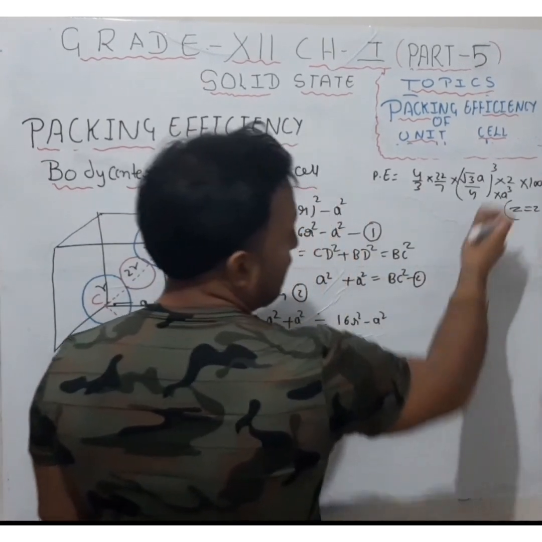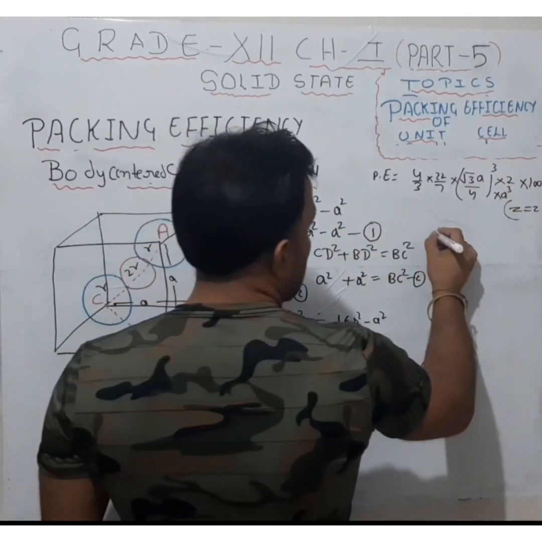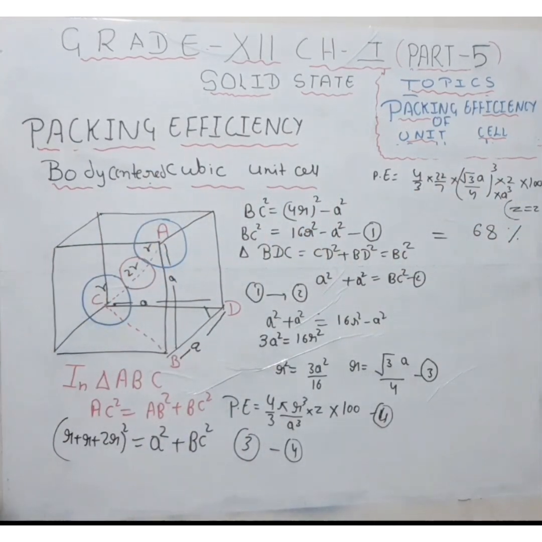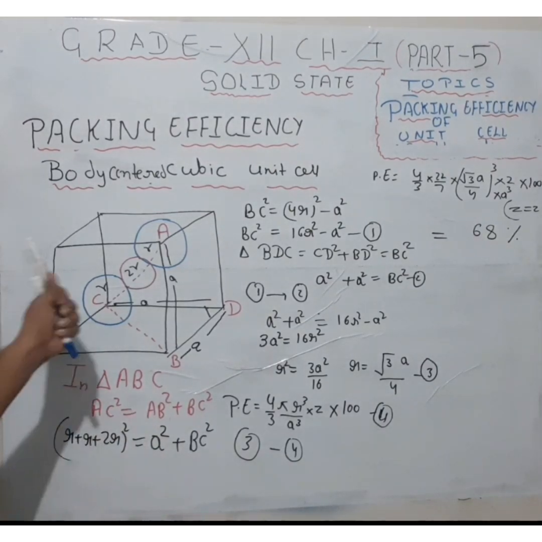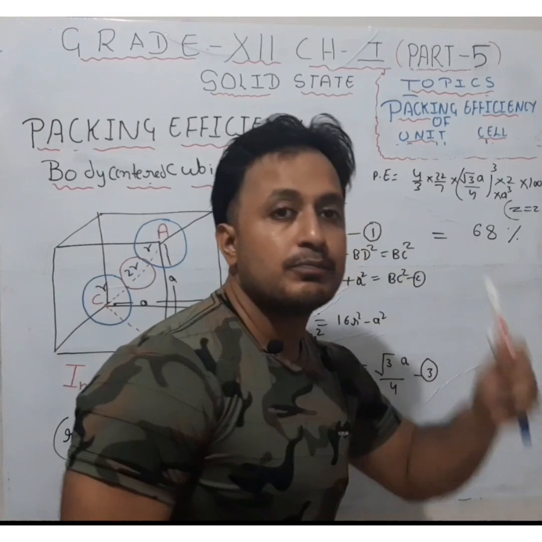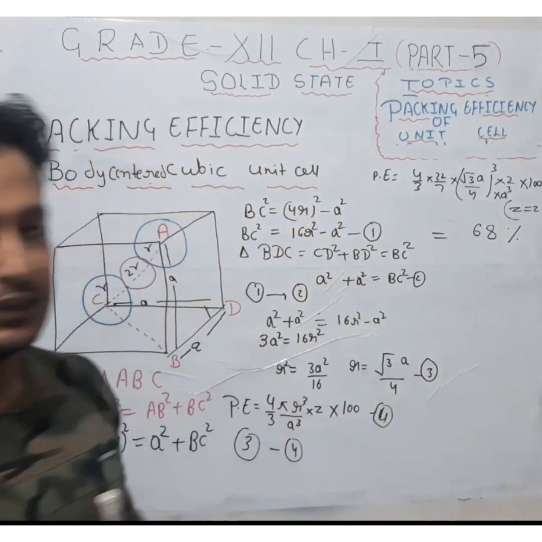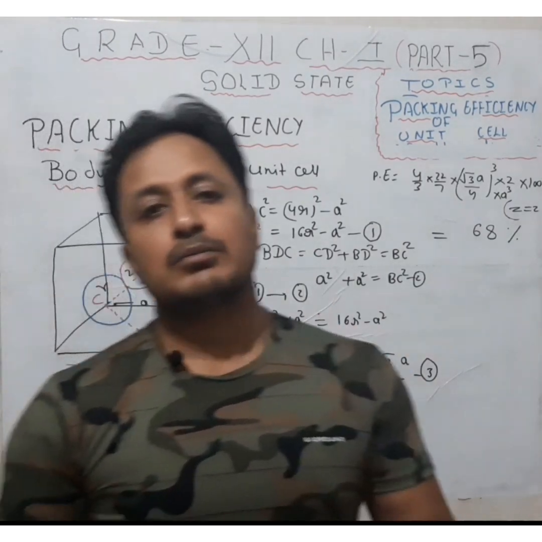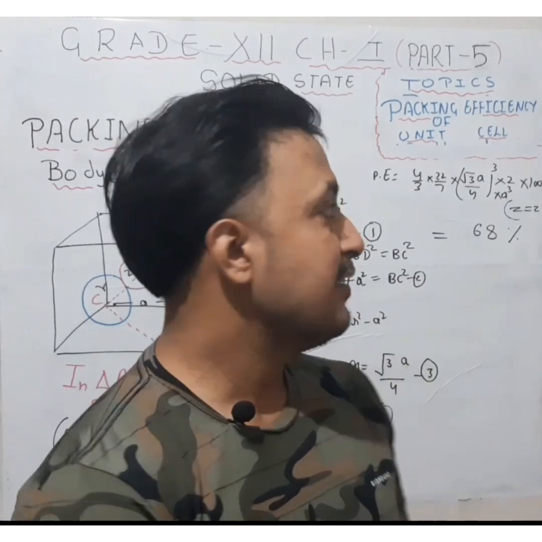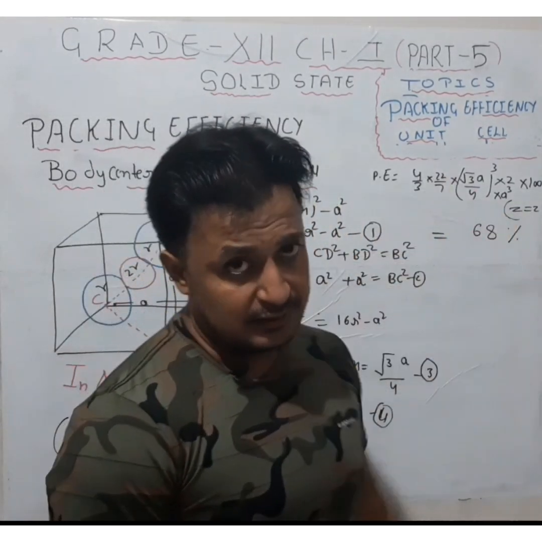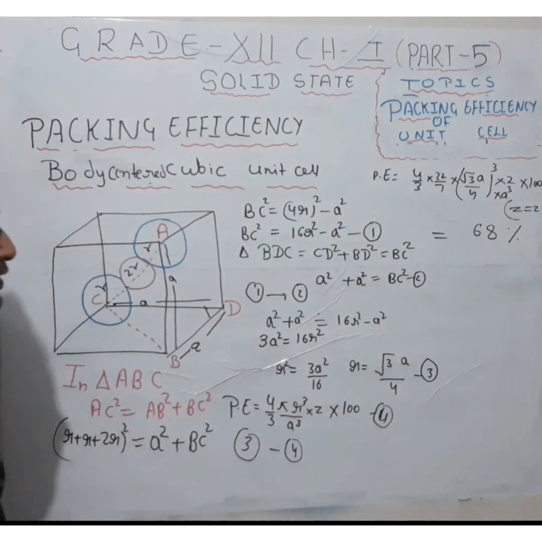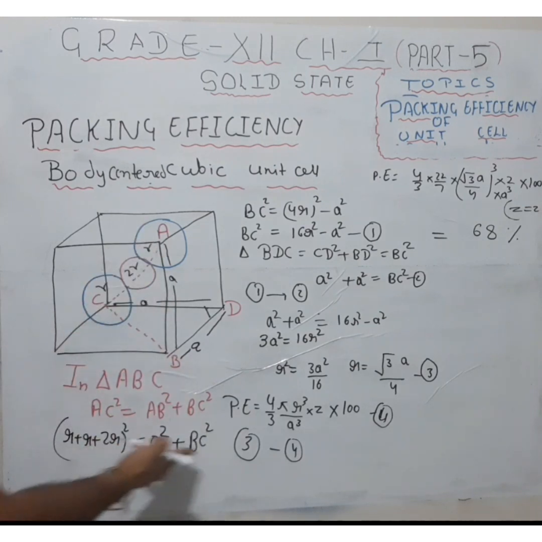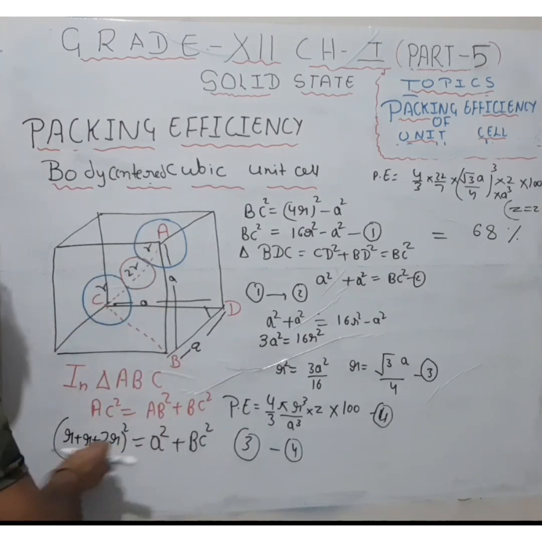Now when you calculate all the things, the a cube will be cancelled with the a cube. The overall answer will be equivalent to approximately 68%. So it means the packing efficiency of the body centered cubic is 68%. That is how we have calculated it. Okay. So every time, again I am saying, we have to first establish the relationship between the radius and the edge length, because in the final equation we have to cancel it. So that is how we have calculated the body centered cubic. So first what we have done, we have taken the right angle triangle ABC, established the relationship, and found the value of BC square here.